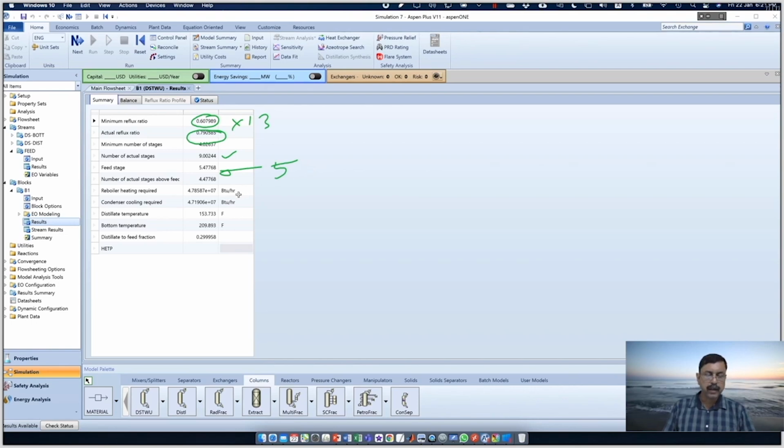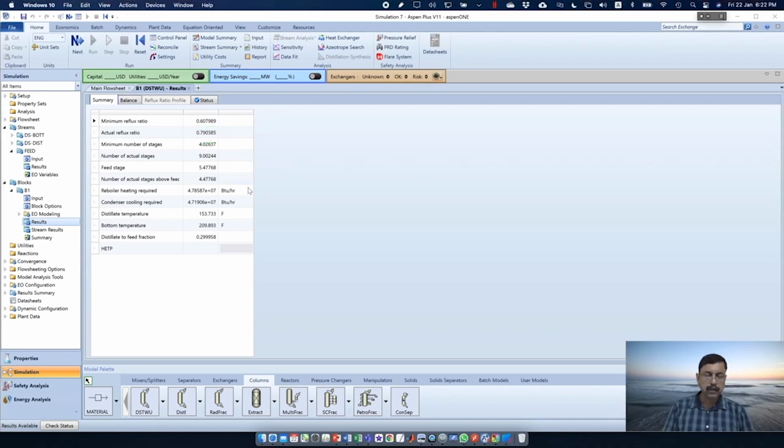Reboiler heating required is given in British thermal unit per hour, BTU/hr, but we can change this unit to megawatt. It is 14.026 megawatt of duty required for this reboiler, and condenser cooling required is around the same, 13.8302. Distillate temperature and bottom temperature both are given. The bottom temperature, obviously, should be near the water boiling point. And here another important piece of information is the distillate to feed fraction. It is almost 0.3. This information will also be required in future calculation.